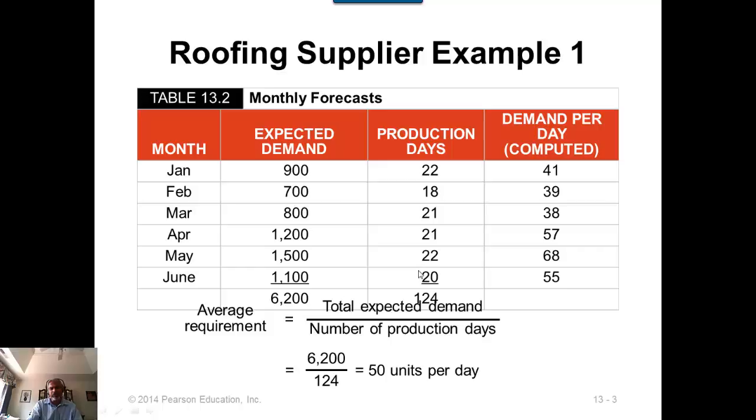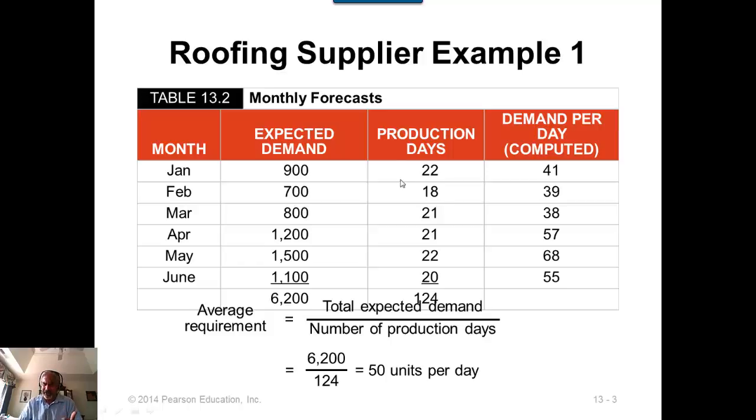Okay, some problems will give you the production days, some problems will just assume the same number of days for each period, especially if you're doing the production planning in quarterly intervals, like quarter 1, quarter 2, quarter 3. Quarters tend to have the same number of production days as opposed to months. So if your aggregate plan is on a time basis like quarters, you would not see production days. So you have to adjust your computations accordingly.